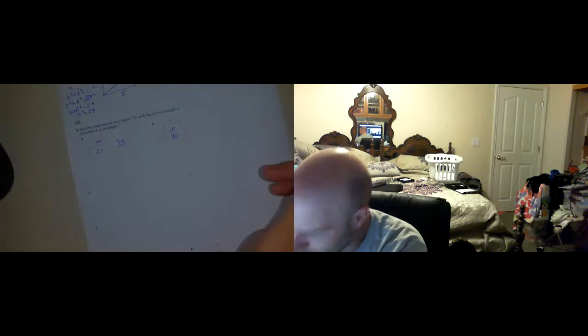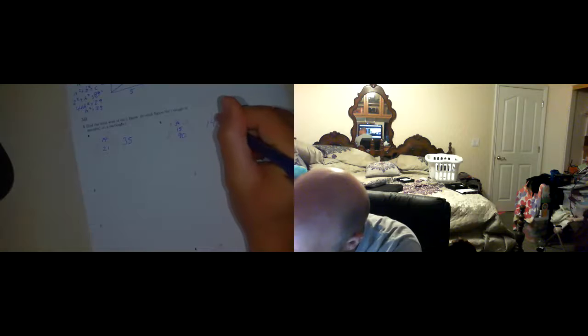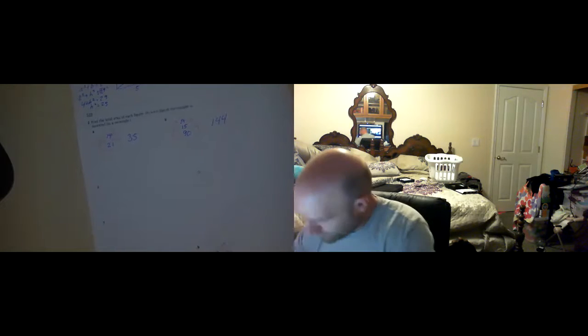I much prefer to think of 9 and 12 as the base and the height, or the height and the base. It makes no difference. So 9 times 12 divided by 2 is the same thing as 9 times 6. It is 54, and I think we're looking at 144 as our answer there.